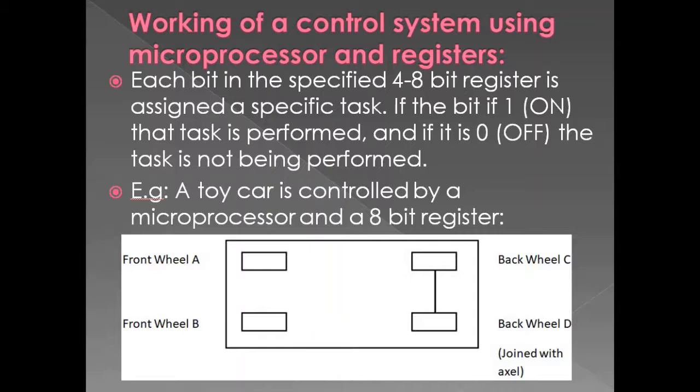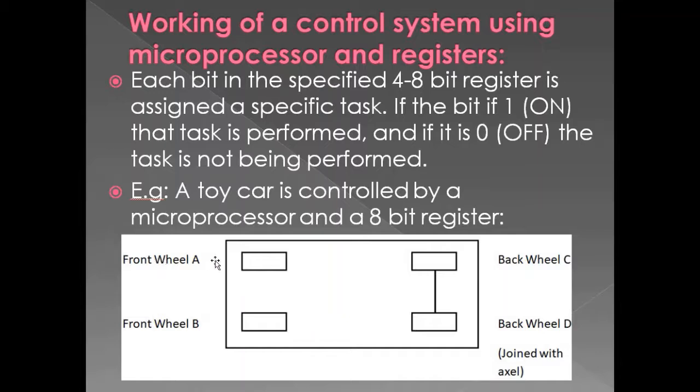What happens is that you are given a register. A register is simply a memory space that can have 4, 6 or 8 bits. Registers are used to store commands in order to operate something such as a vacuum cleaner, a toy car, or a toy remote control aeroplane, and so on. For example, a toy car is controlled by a microprocessor and an 8-bit register.